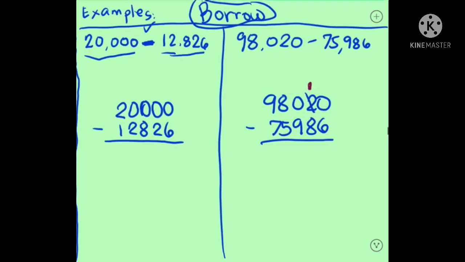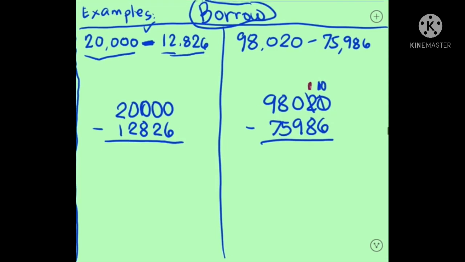0 will be added by 10. So what is 0 plus 10? Okay, this is now 10. Alright, did you understand now? So this one is 10 now.